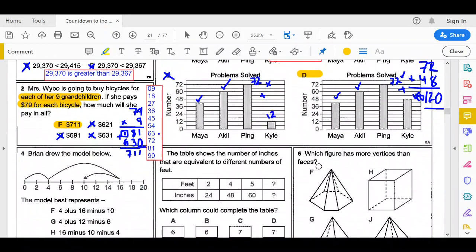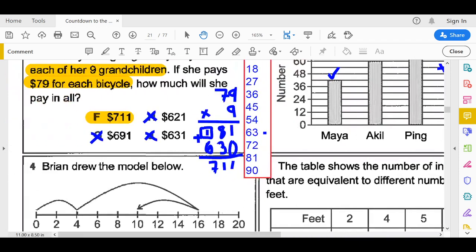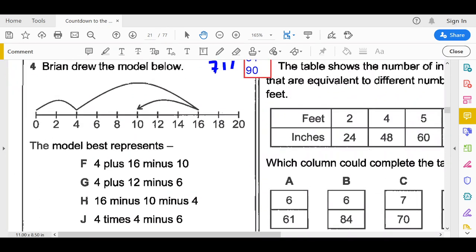Right here, number 4, and let me also make it bigger so we can all read the problem number 4. Brian drew the model below. Let's check that model. It goes from 0 to 20 and it goes by 2. 2, 4, 6, 8, 10, 12, 14, 16, 18, and 20. So let's see what it represents.